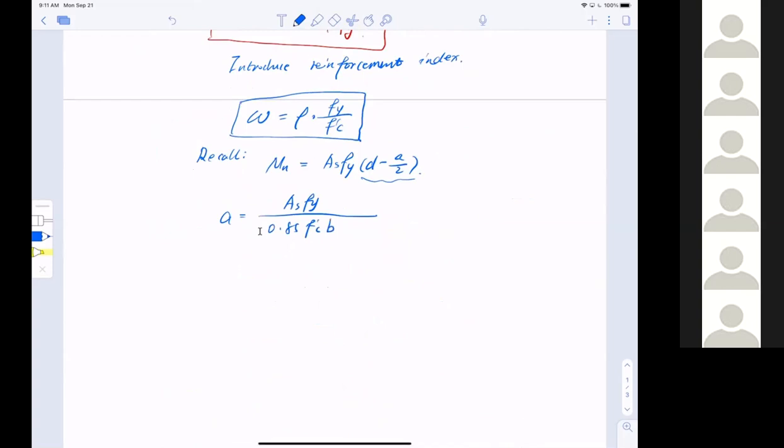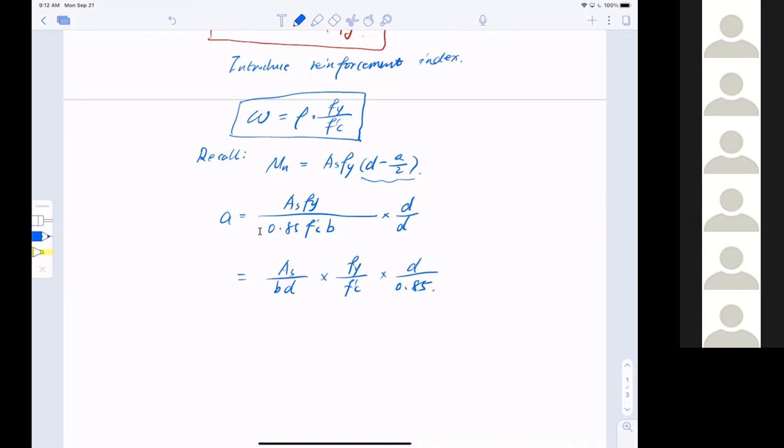But let's play around and make some manipulation. Let's multiply by depth d and divide by depth d, and see what happens. With that, I obtain the equation As divided by b d, multiplied by fy divided by f'c, and multiplied by d divided by 0.85.